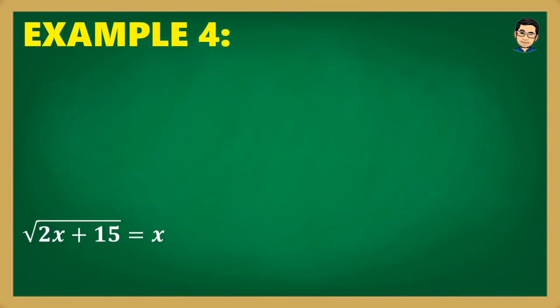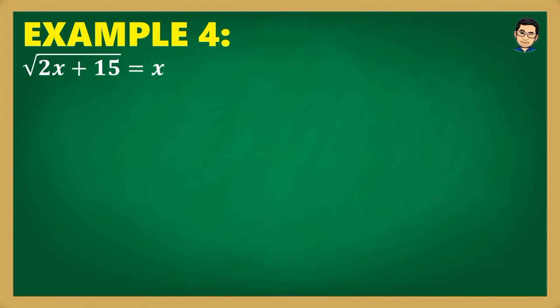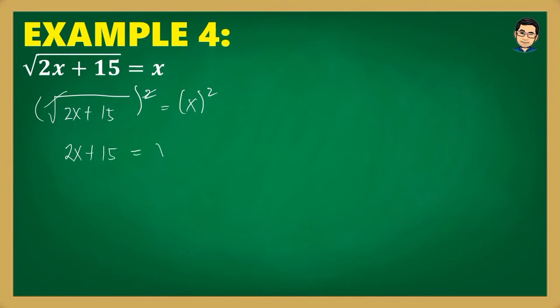Example number 4. So the square root of 2x plus 15 is equal to x. As you can see, yung nasa right side ng ating equation is a variable. Hindi siya constant. So, same pa rin naman. We will raise both sides of the equation by 2. And then matatanggal ang radical symbol. Magiging 2x plus 15 equals the square of x is x squared.